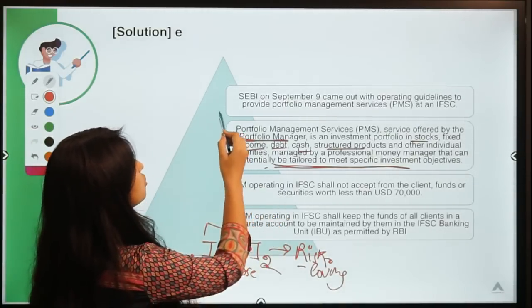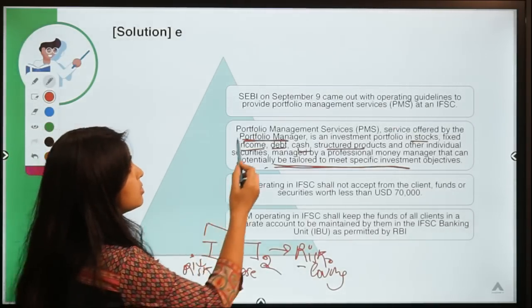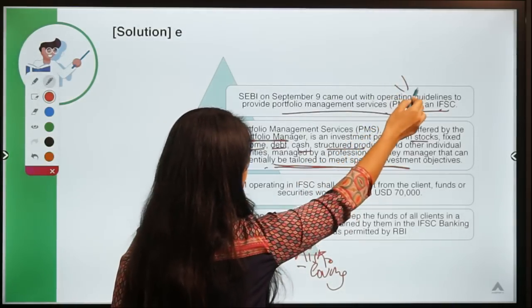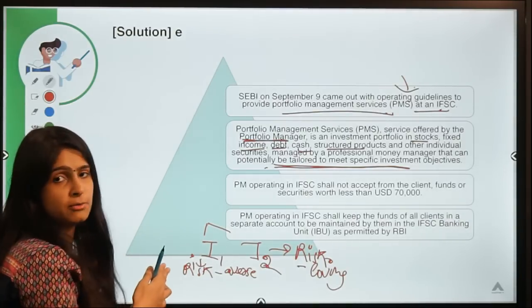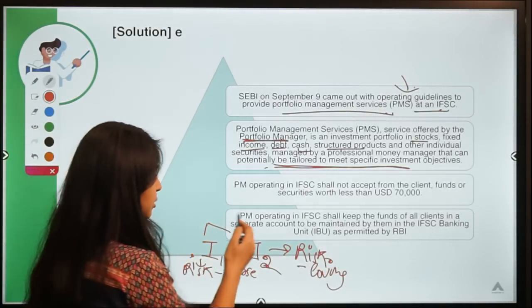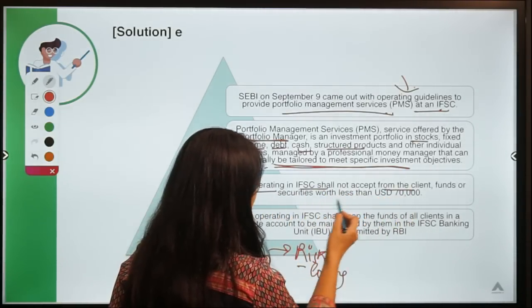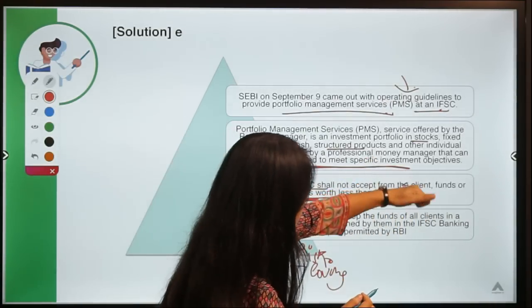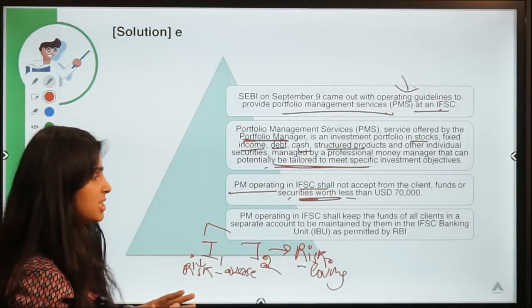You can see here, SEBI on September 9 came out with some operating guidelines that any entity that wants to set up a PMS, portfolio management service, at an IFSC would have to follow. So we are going to learn about some guidelines. First, you learned the limit of net worth, that your answer was, right, $750,000 minimum net worth. After that, a portfolio manager operating in an IFSC shall not accept from the client funds or securities worth less than $70,000. As you can see here, the minimum that they should accept from a client is $70,000.